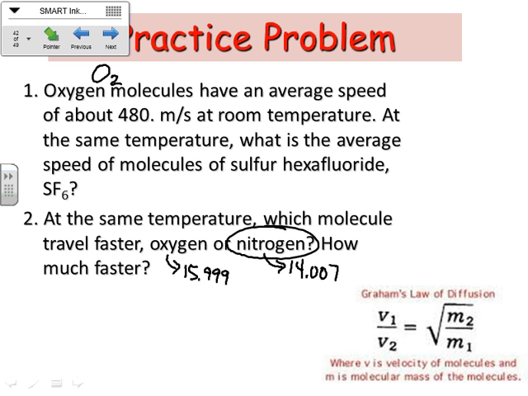Now, it says how much faster. You'd have to use the equation to calculate that, so I'm not going to ask you that question. All right? That's all you need to do with Graham's law.